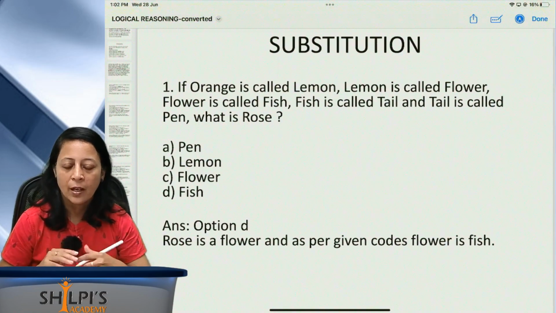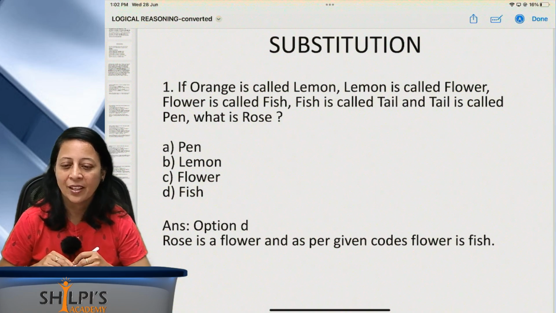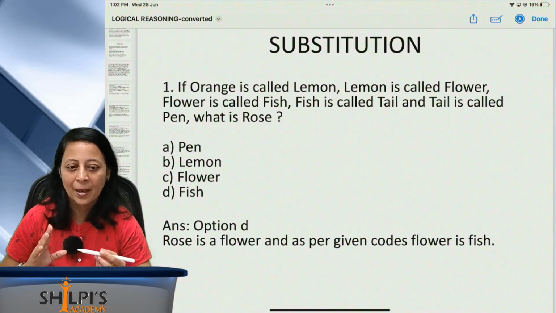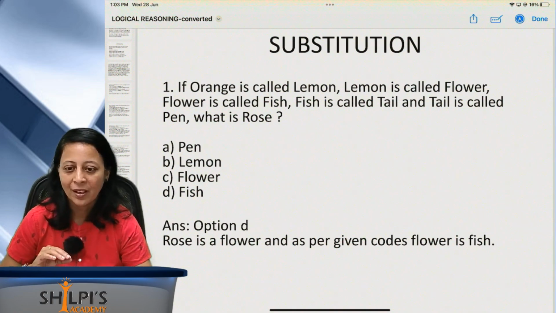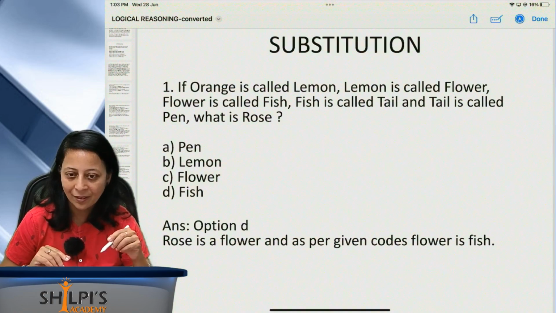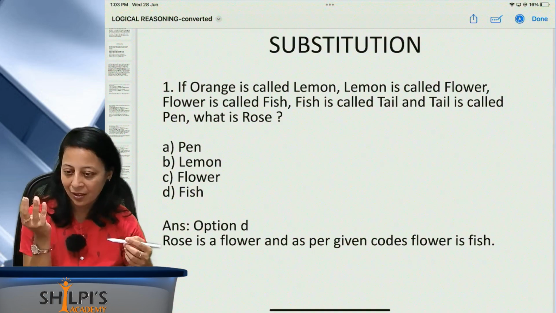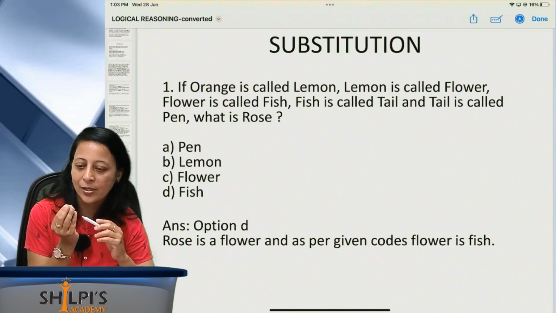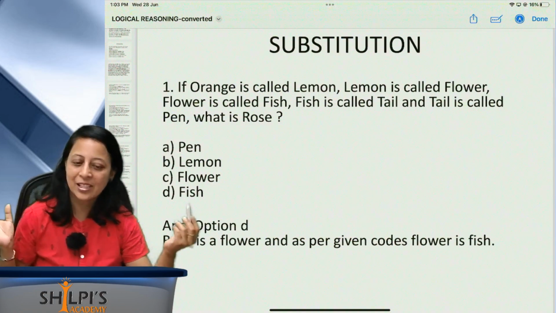Okay. Now substitution. This is a little bit funny and interesting. Orange is called lemon, lemon is called flower, flower is called fish, fish is called tail, and tail is called pen. So what is rose called here? Okay. So rose is a flower, right? We all know that rose is a flower. And what a flower is called here is fish. So the answer is fish.